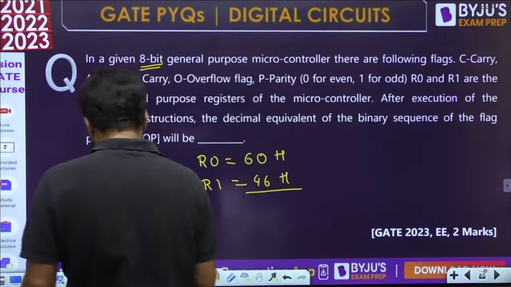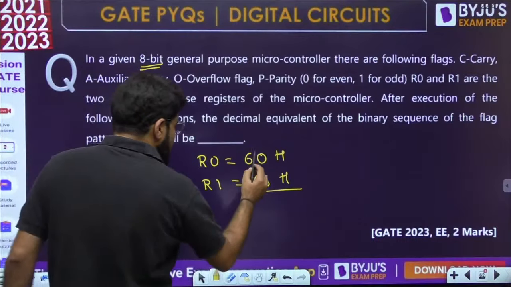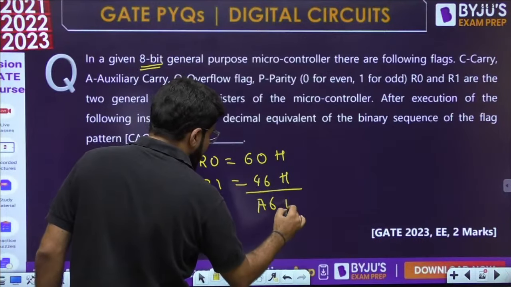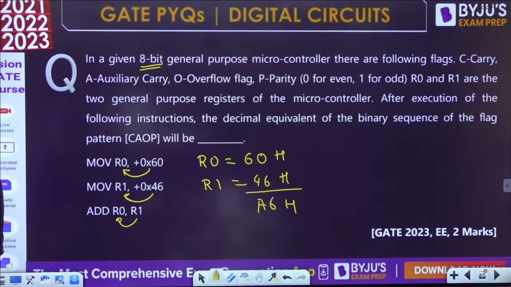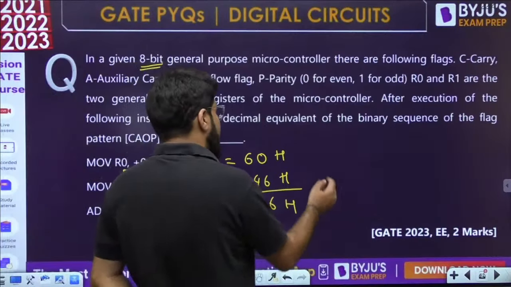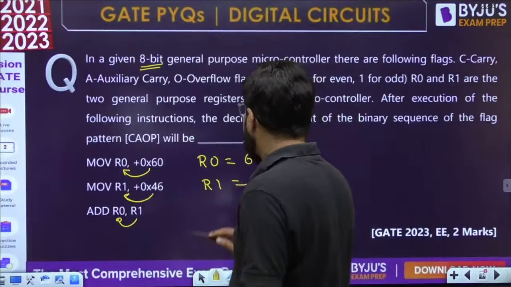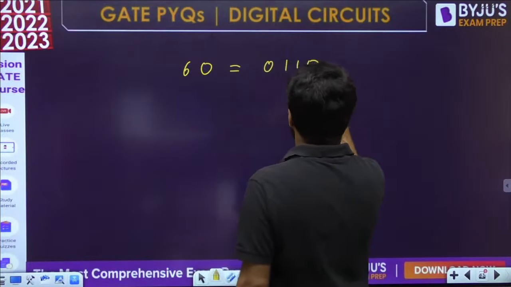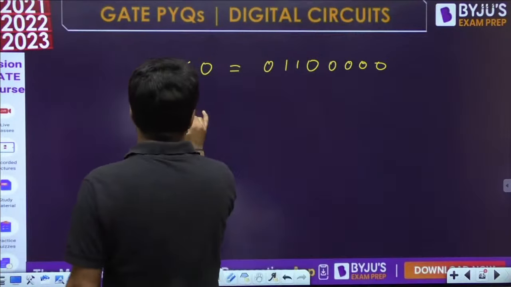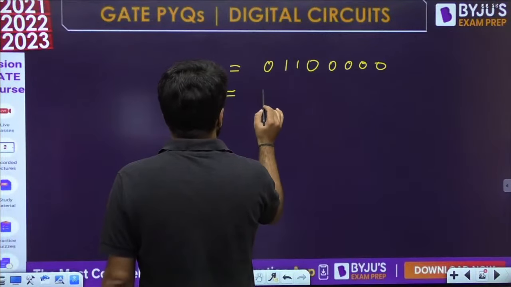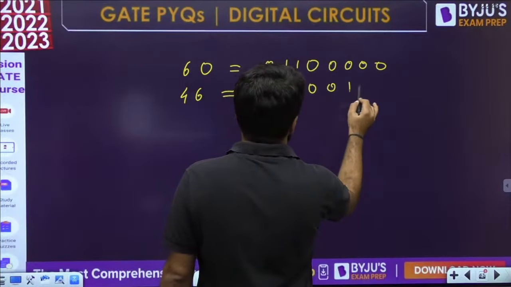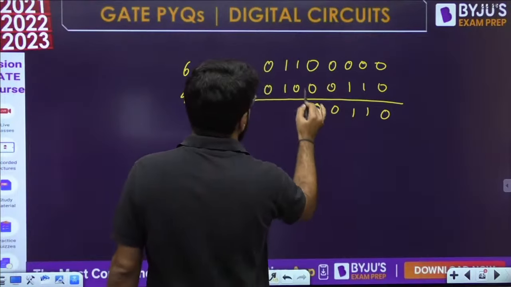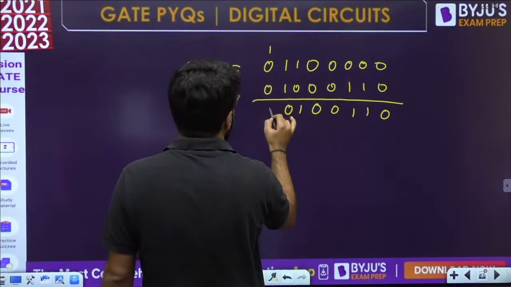When I add them and the result is stored in R0, after the addition this is 0 plus 6, 6, and 6 plus 4, that is A. I did it in hexa first. Now, to understand overflow also, let me do it in binary. 60 in hexa to binary is 0110 0000. And next is 46. What is 4? 0100. And 6 is 0110. Now I add them: 0 plus 0, 1 plus 0, 1 plus 1 is 0 carry 1, 1 plus 0 plus 0 is 1.